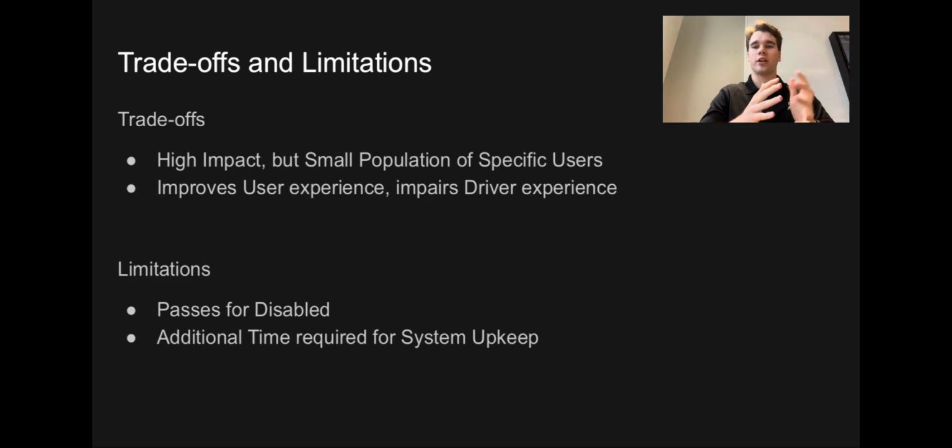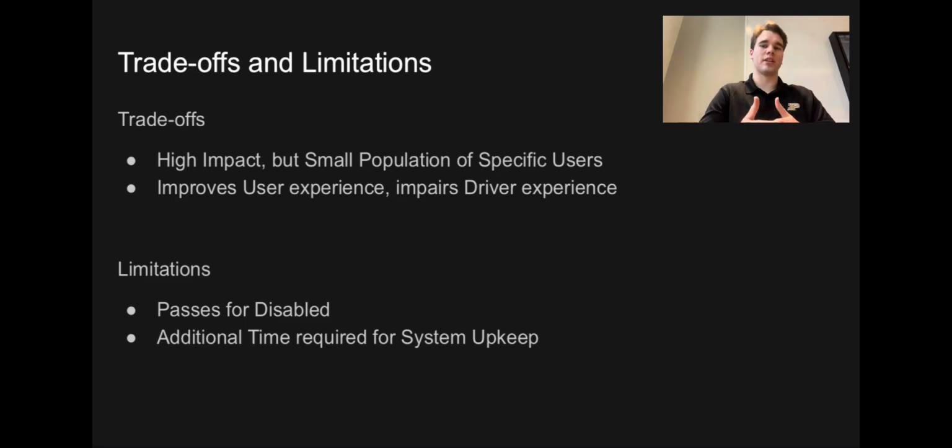With any engineering project, there's going to be a number of trade-offs we have to make, one of which is the fact that while it does have a high impact for a certain smaller population, that population is small when you take it in comparison to the whole population of users at Purdue. Additionally, while it's going to improve some user and pedestrian experience, it's going to impair some driver experience as well, just because of that longer crossing time.